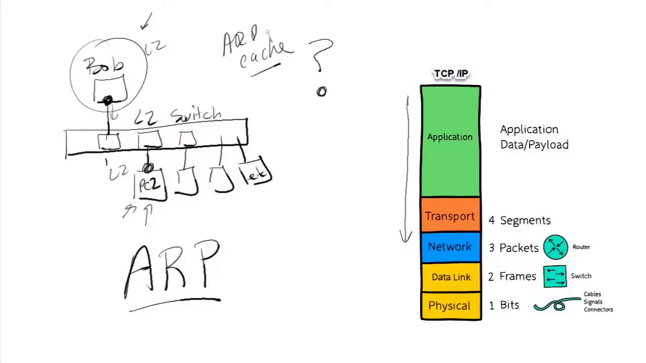And what we'll do is, as Bob learns layer 2 addresses of other devices on his local network, he's going to put those in something called an ARP cache. The benefit of an ARP cache with Bob is that Bob can ask for somebody's layer 2 address, and then once he gets that, it goes in the ARP cache.